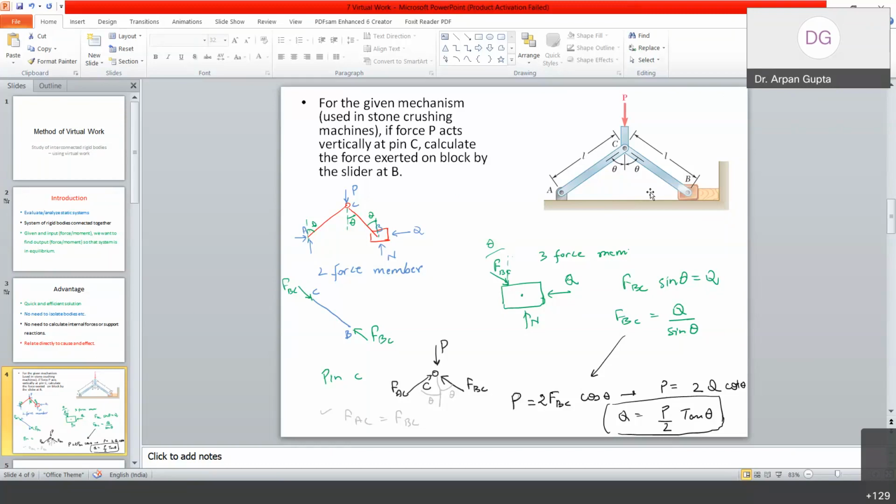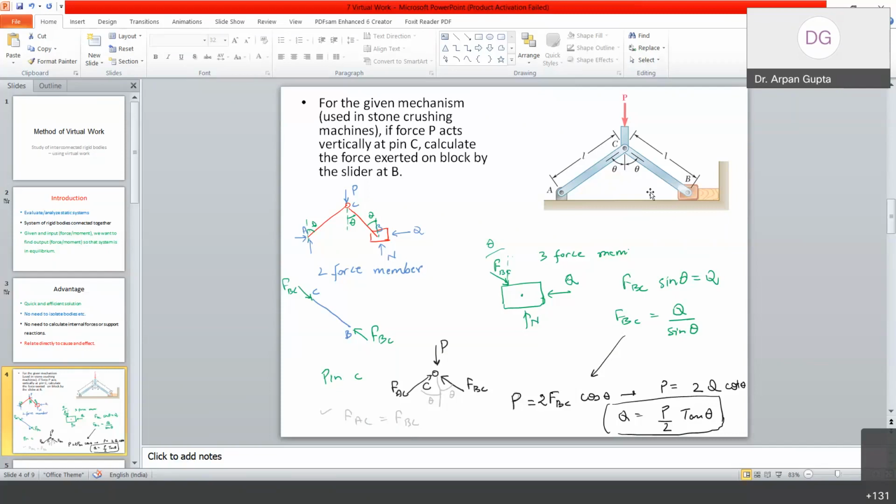displacements, but these displacements should respect the constraints of the problem. And when we give such arbitrary imaginary displacements, the so-called imaginary work done should balance out, right? That's the idea. So whatever external forces are there, the net virtual work should be equal to 0.